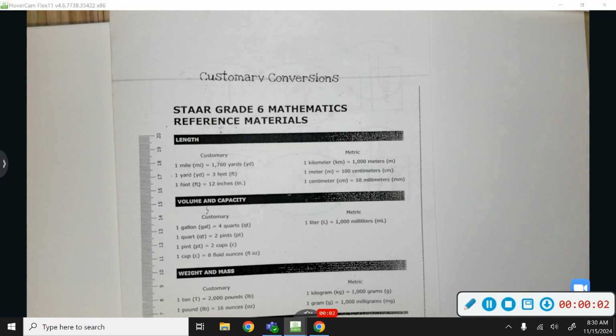Okay, so today we're going to be looking at conversion. The other day we talked about customary conversion. Before we look at some practice problems, let's quickly review.